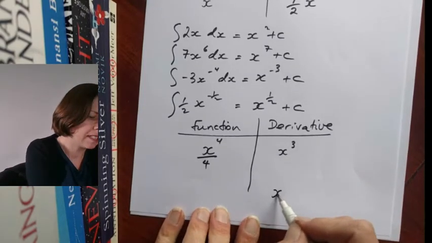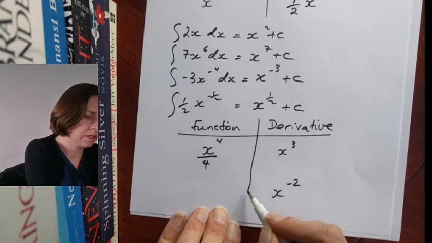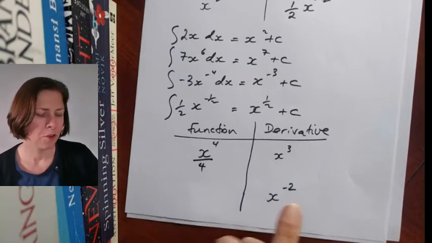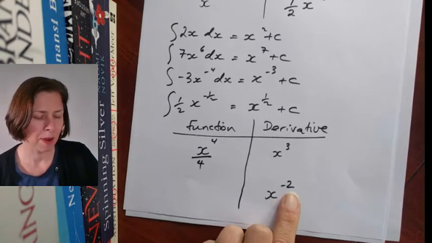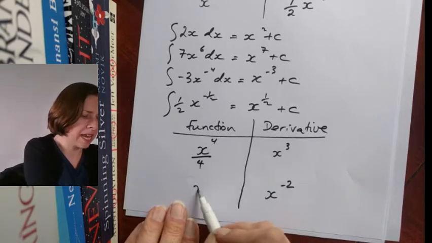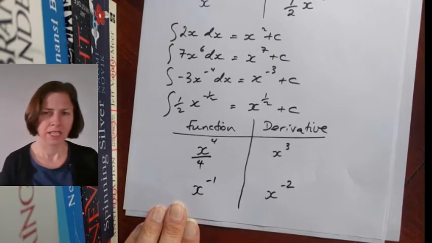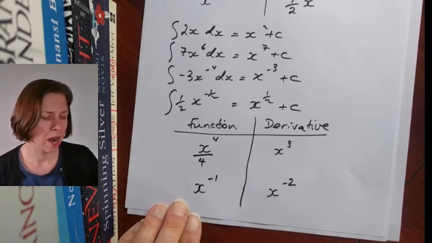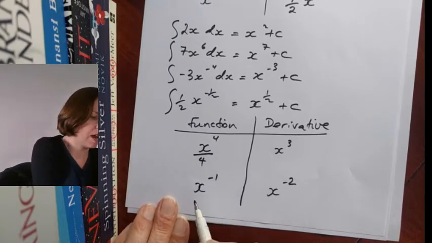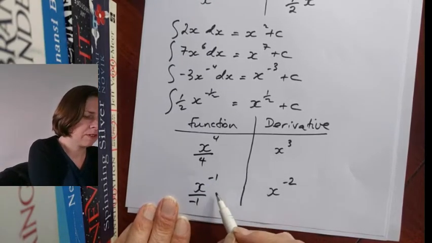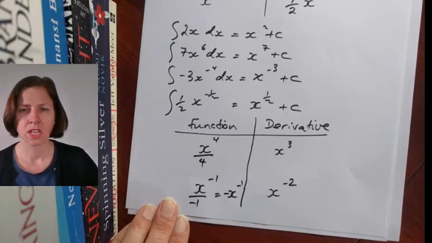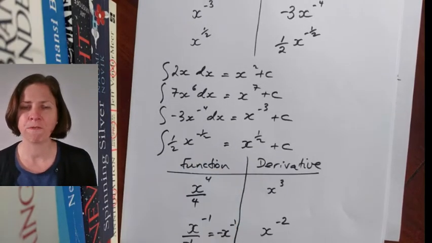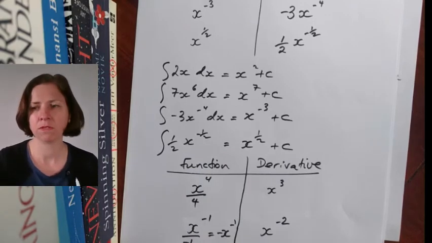Let's do another one. If I have x to the power of negative 2, let's first add 1 to the power. So remember, we're adding 1 to the power, not subtracting. So x to the power of negative 2 is going to become x to the power of negative 1. And then I divide by the new power. So I divide by negative 1, and I won't leave it like that. I'll write it as negative x to the power of negative 1. So that's basically how we find the antiderivative.